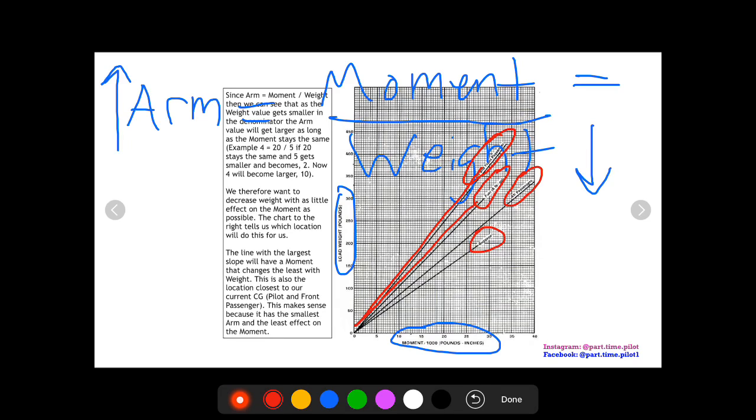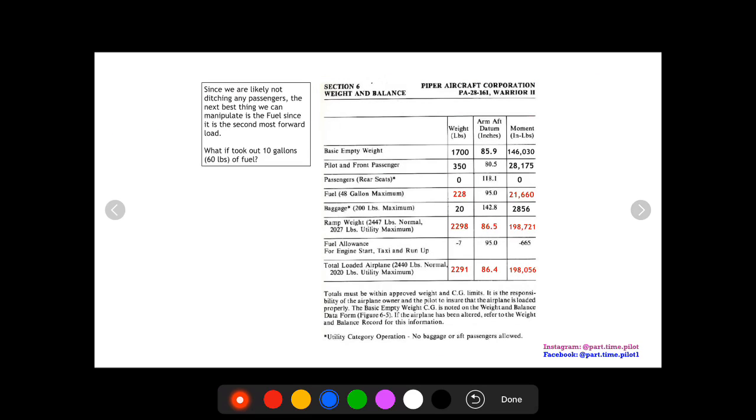All right, so we're probably not going to get rid of our front passenger or make them lose a bunch of weight, and we're definitely not going to fly without a pilot. So the easiest thing to do is take less fuel. We might have to add a fuel stop depending on our cross-country flight, but that's okay. That's the easy thing to do. Instead of taking the full amount, we take, let's say, 10 gallons less.